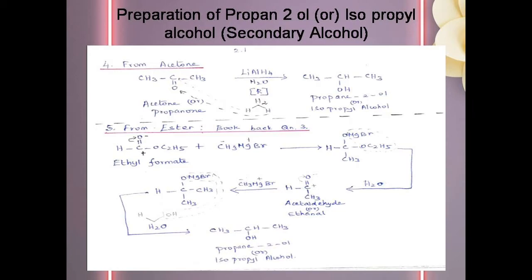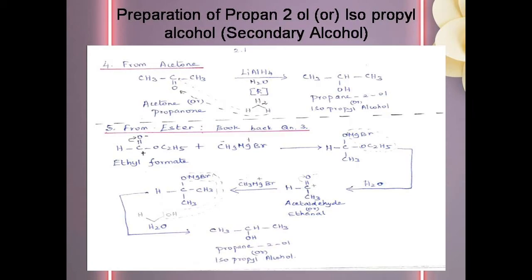Now, the same way, positive and negative are indicated as shown in the diagram. The same way, methyl magnesium bromide, positive and negative are indicated. As usual, positive goes to negative, negative goes to positive, so we get one complex compound. Afterward we add water. Here after adding water, the magnesium bromide is joined with the ethyl oxygen, so that we get the product acetaldehyde. Here that acetaldehyde is added with one more methyl magnesium bromide.